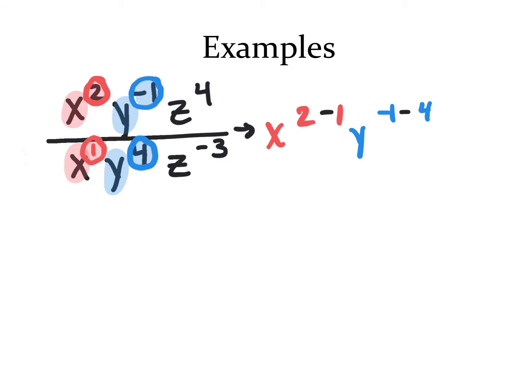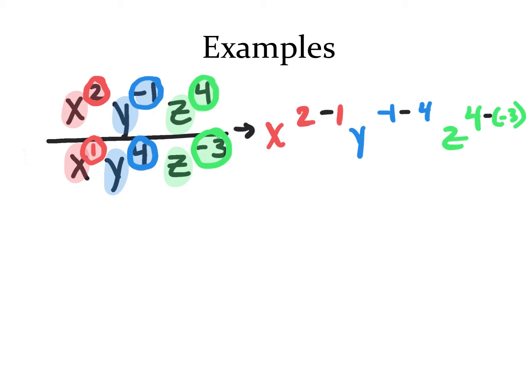And then lastly, I have a z in the numerator and denominator with the exponents of 4 and negative 3. So this becomes z, the exponent in the numerator is 4, minus exponent in the denominator is negative 3. So it's minus negative 3.